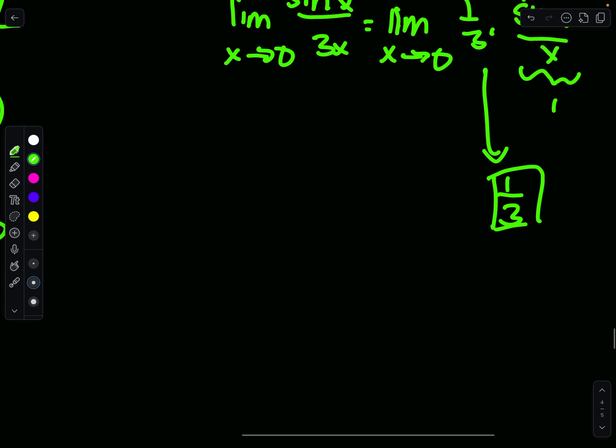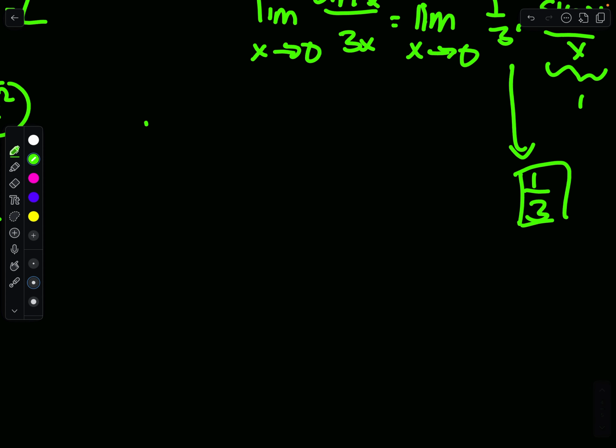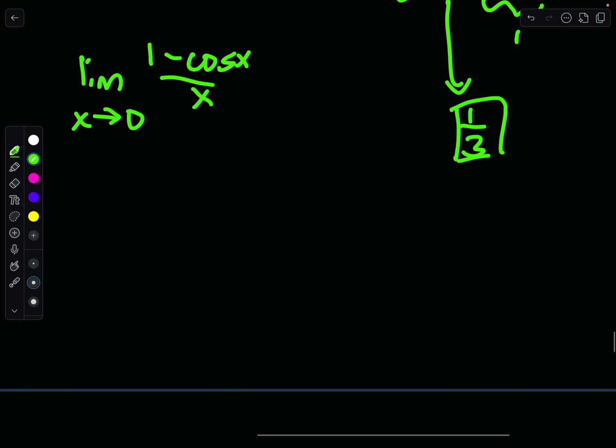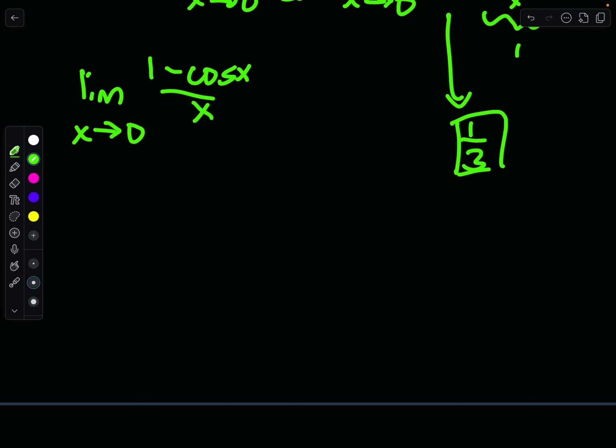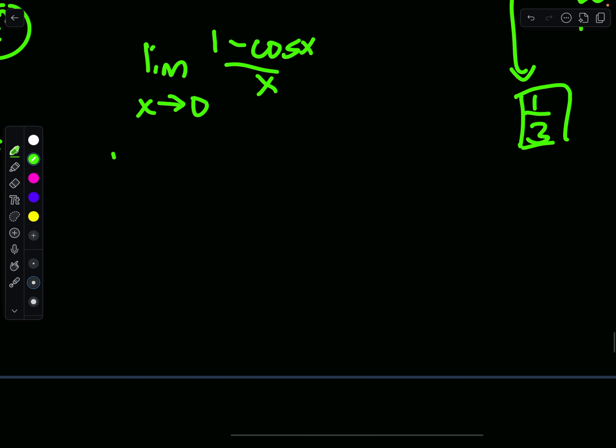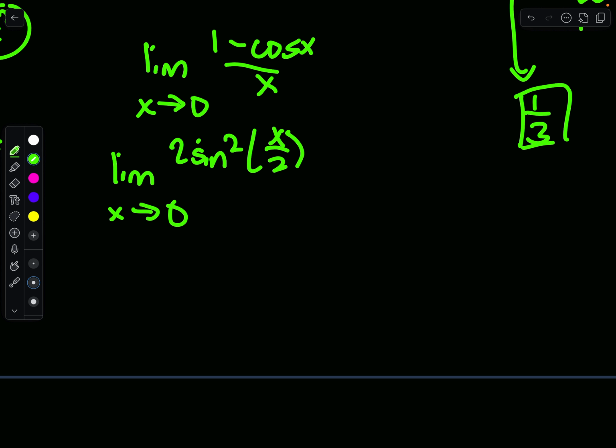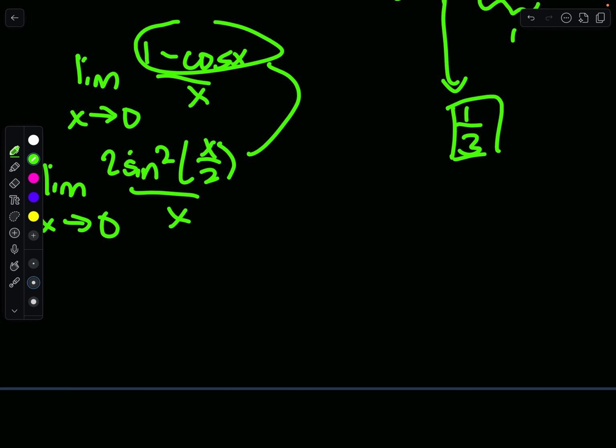Now, a slightly harder example. The limit as x goes to 0 of 1 minus cosine x over x. Now we can use a trigonometry identity. Rewrite this as the limit as x goes to 0 of 2 sine squared of x over 2, over x, because 1 minus cosine x is equal to that.